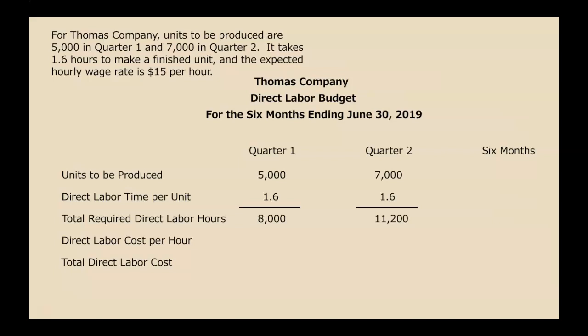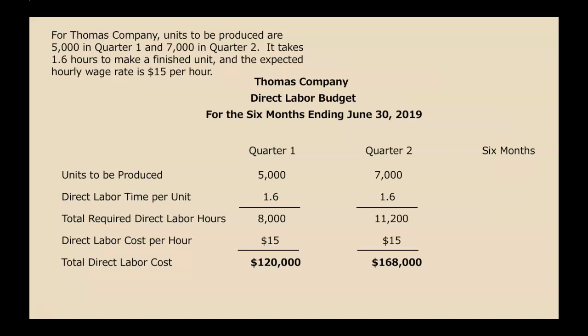Now, our direct labor cost per hour, it's $15 an hour. We multiply that to the total required direct labor hours to figure out how much we have to pay, right? So 8,000 times 15, 11,200 times 15, and we get $120,000 in quarter one and $168,000 in quarter two.